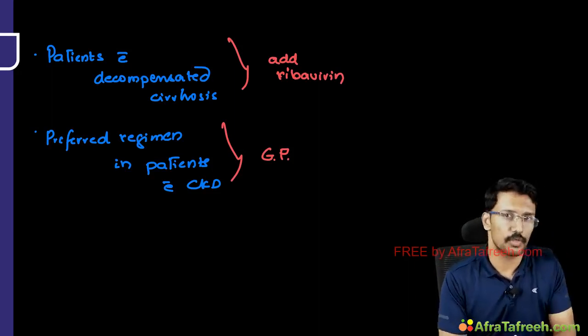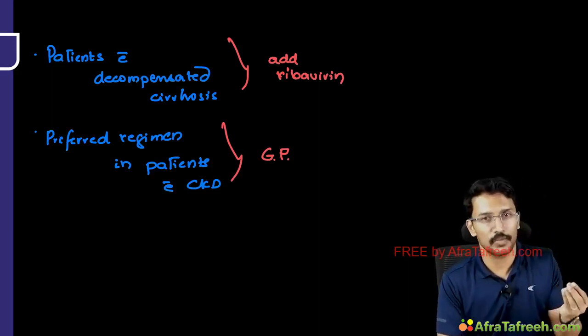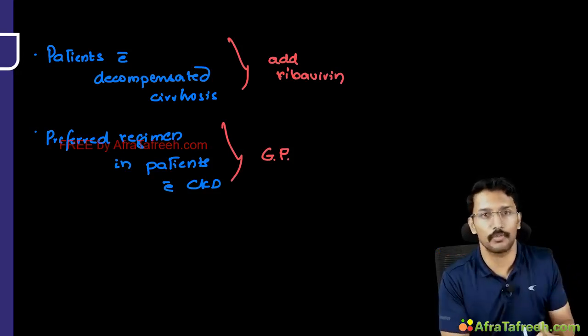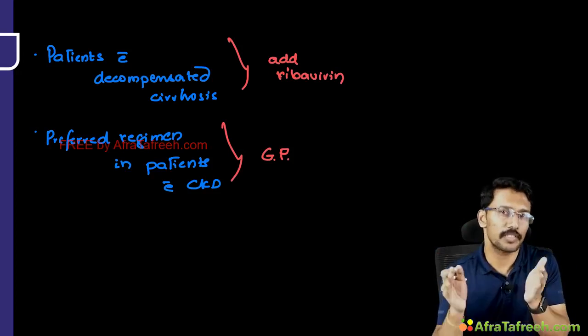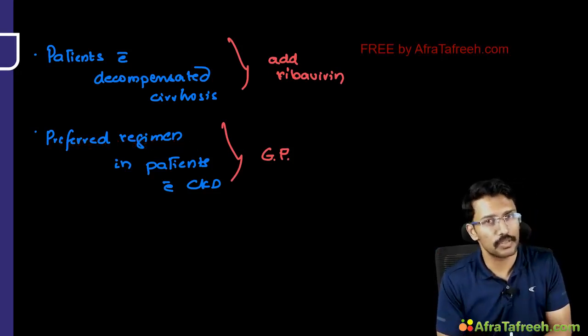And I have already given you the mnemonic. Indication for hepatitis B virus treatment, you have to remember. But for HCV, all patients. And you have to remember which are pan-genotypic regimens, for which I have given you the mnemonic.